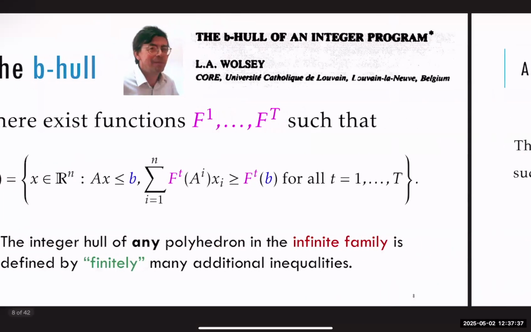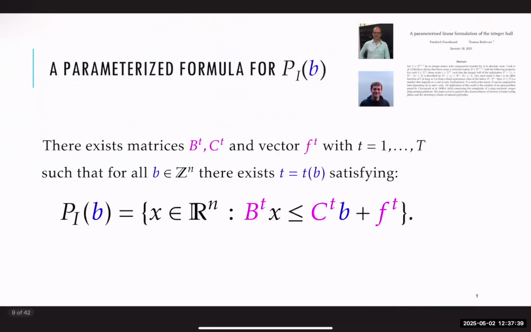This is one known result. Second known result, and this is very recent. I mean, I saw this. This is January this year. So Eisenbrand and Rothvoss actually found a formula for the integer hull with these parametrized polyhedra. And the main result is as follows.